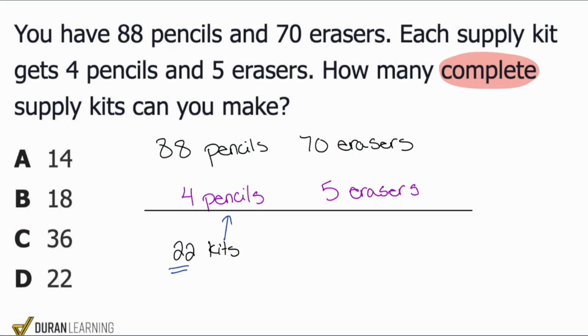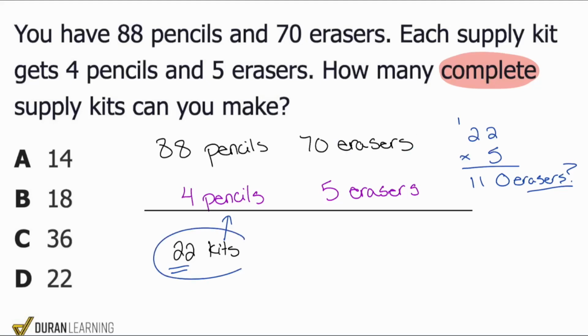But everybody, if I'm making 22 kits, let me show you this. I also need erasers in there. So what I'll do is this. If I did 5 erasers times 22 kits, how many erasers do I need? 2 times 5 is 10. Carry the 1, is 110. Everybody, do I have 110 erasers? No, I don't. So can the answer be 22 kits?